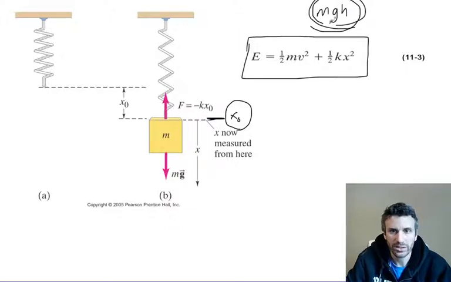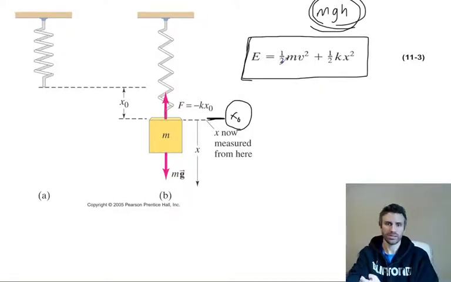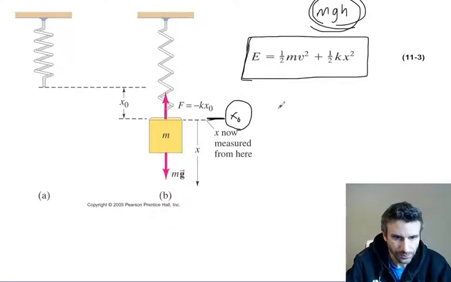I would only consider mgh if I were going off of this position. But why would I do that? That makes things more complex than it needs to be. So we are going to let this thing settle. It's going to have this new equilibrium position. Therefore, the total energy of the system as it oscillates back and forth is just simply the 1/2 mv squared plus the 1/2 kx squared.